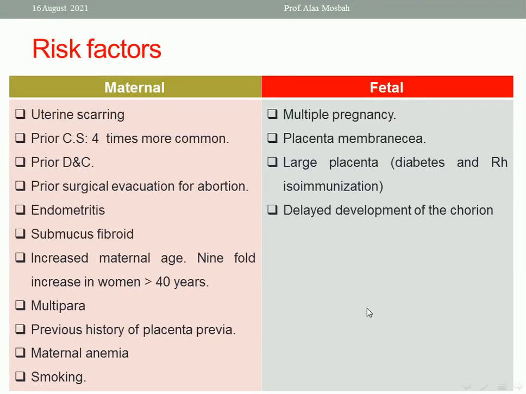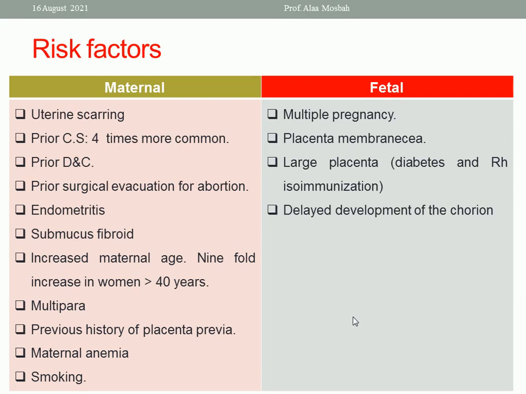What are the risk factors for placenta previa? Maybe maternal or fetal. Maternal, like previous uterine scarring, or previous cesarean section, or other scar due to uterine rupture or perforated IUD or myomectomy, or due to previous D and C, or surgical evacuation for miscarriage, or due to endometritis or submucous fibroid, or advanced maternal age, or due to multiparity, or maybe previous history of placenta previa is very important also as a risk factor.